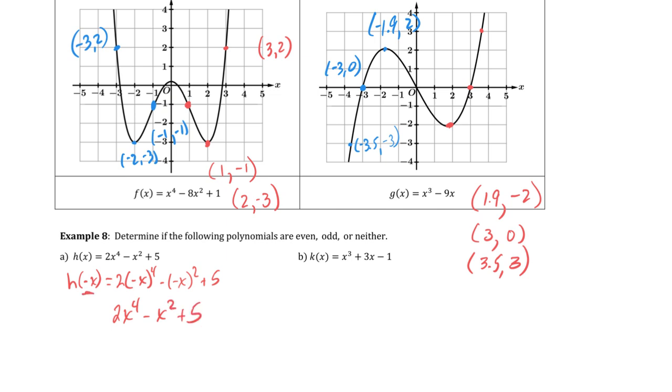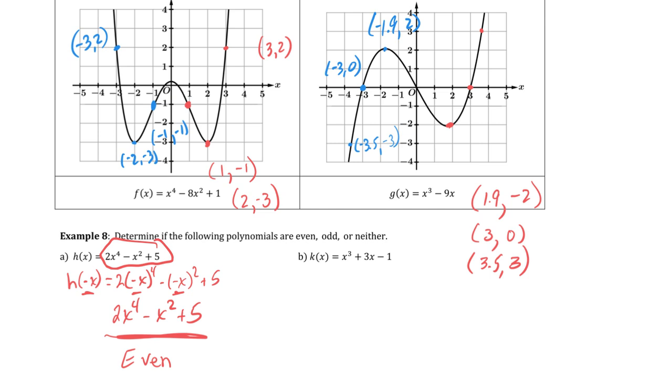When I changed the values to negatives, this stayed the same. This is an even function. And you can't be even and odd, so there's no point in checking the odd. P.S. There are even exponents, so there's no way it's going to be odd. Same way, if you have odd exponents, there's no way it's going to be even.